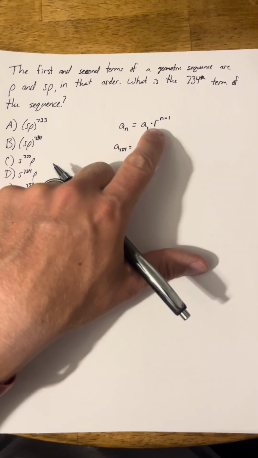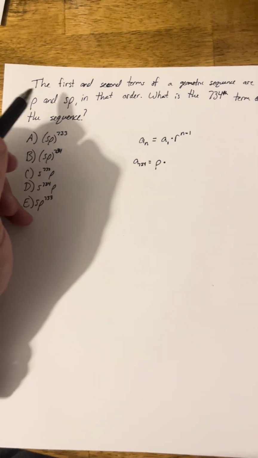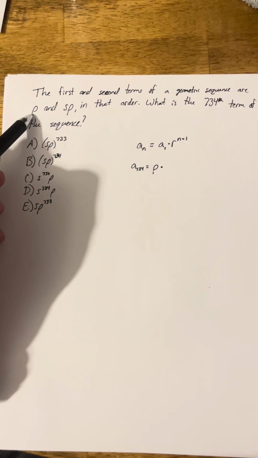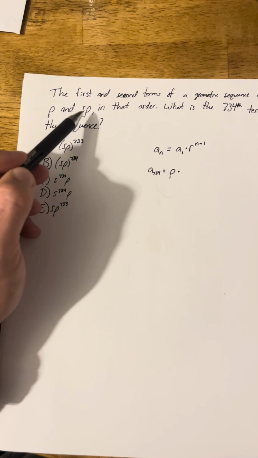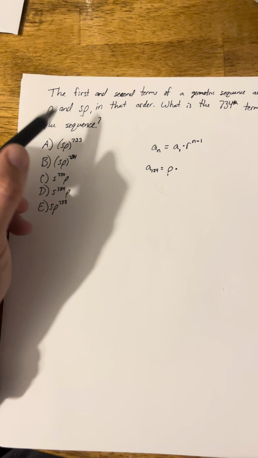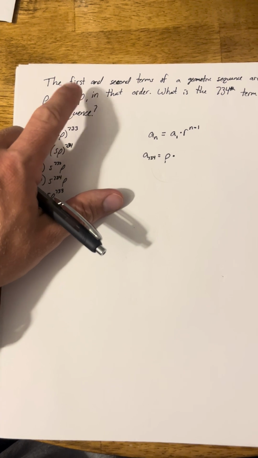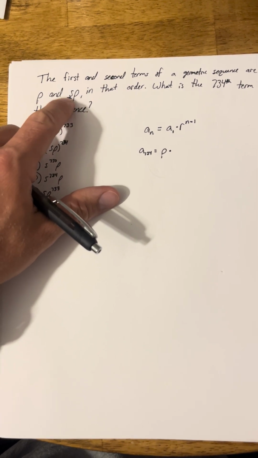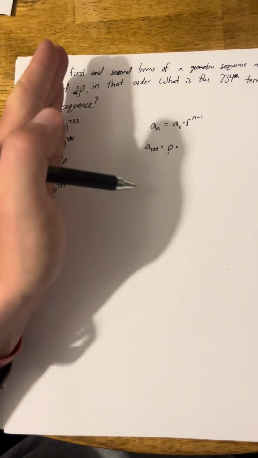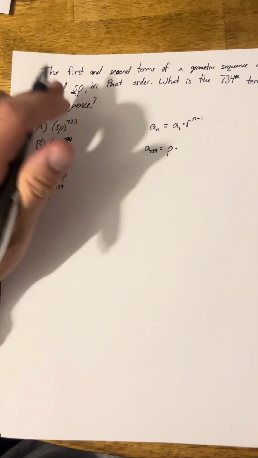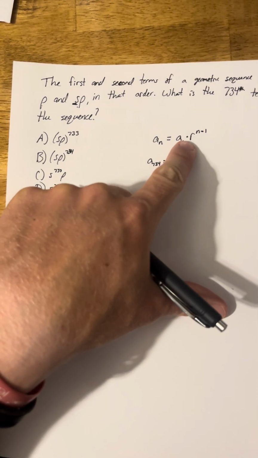Okay, so let's think about this for a second. The common ratio is what you're multiplying by each time to get to the next term. So let's talk about the difference between the first and second term. Our first term is P, our second term is SP. So the only difference is that we took our first term and multiplied it by S. That means S in this example would be our common ratio. That's what we're multiplying by. Usually it's numbers, but in this case, it's a variable. So we're going to put S in for our r.